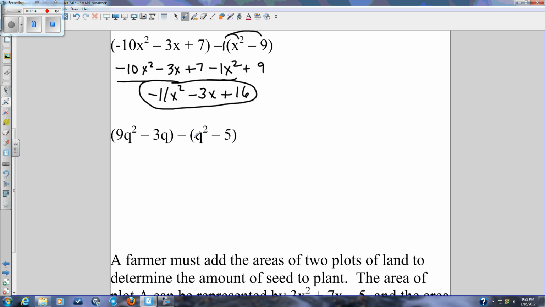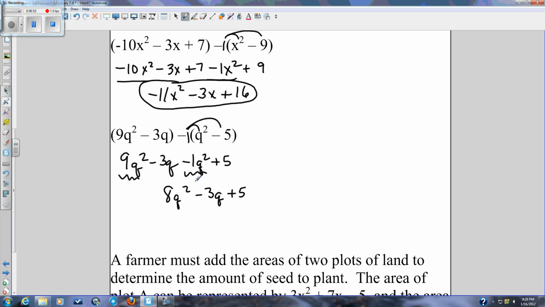Next, same thing. Put the 1 in front of the polynomial you're subtracting. Write down the first polynomial, and now distribute. So negative 1 times q squared is negative 1q squared. Negative 1 times negative 5 is positive 5. Like terms, 9q squared minus 1q squared, so that gives you 8q squared. You don't have any other like terms to go with the 3q, so we'll have minus 3q, and then plus 5. So 8q squared minus 3q plus 5.